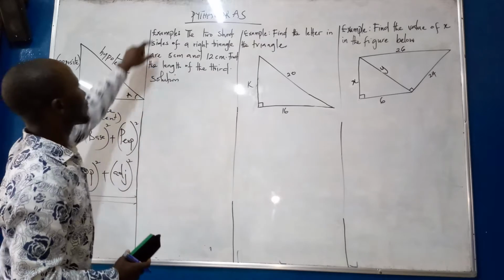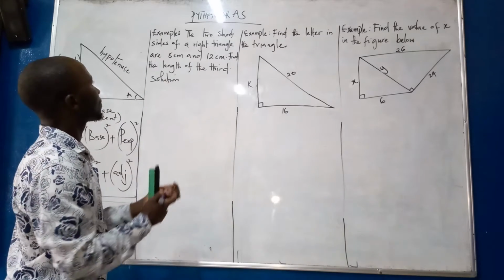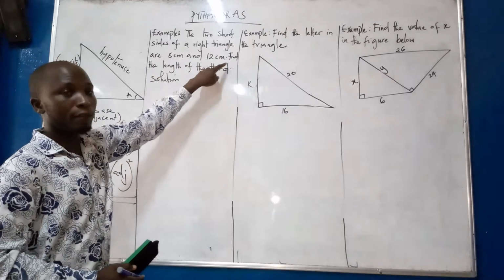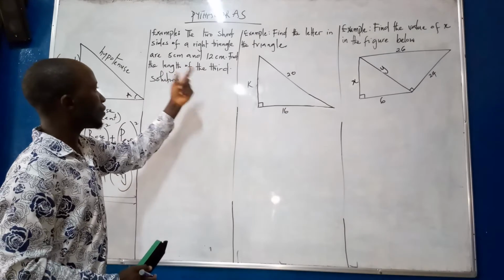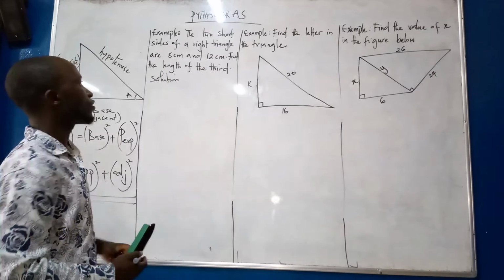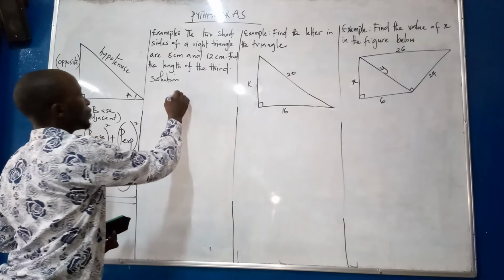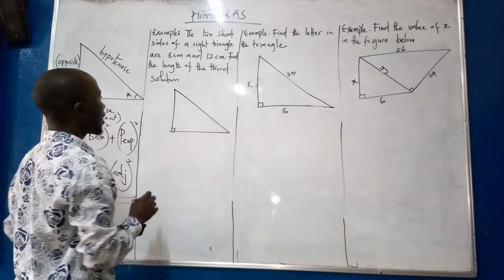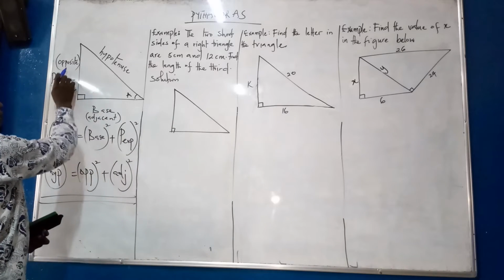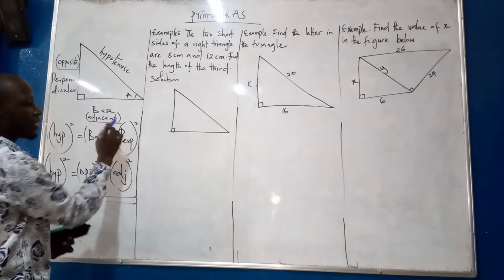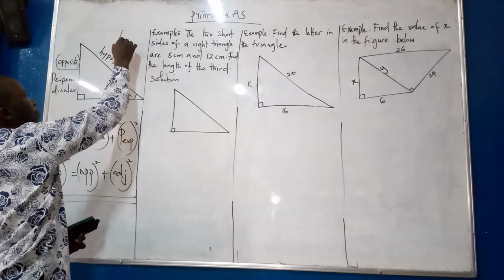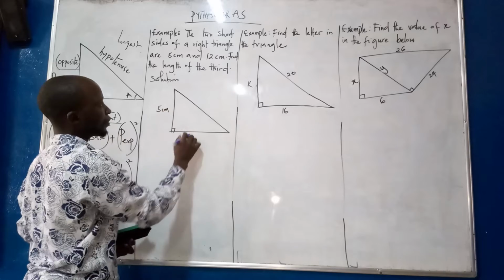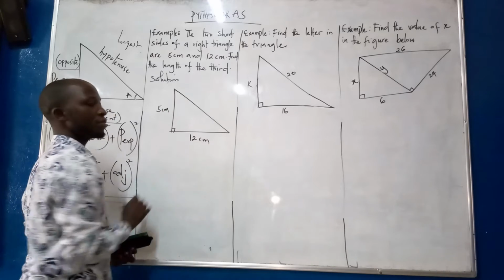Now we're going to look at this example. The two short sides of the right angle triangle are 5 centimeters and 12 centimeters. We have to look for the other length, which is the third length of the triangle. First of all, what do we do? This is our right angle triangle, and the two short sides are the opposite and the adjacent. Like I said, the hypotenuse is always the longest side. Here we have 5 centimeters, and here we have 12 centimeters.